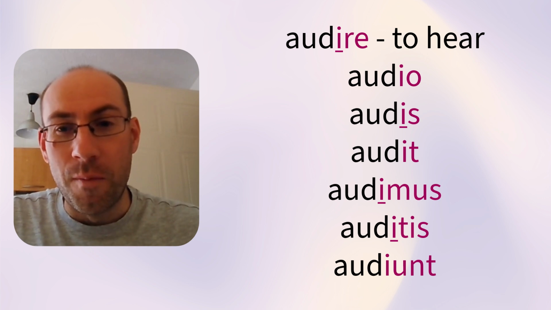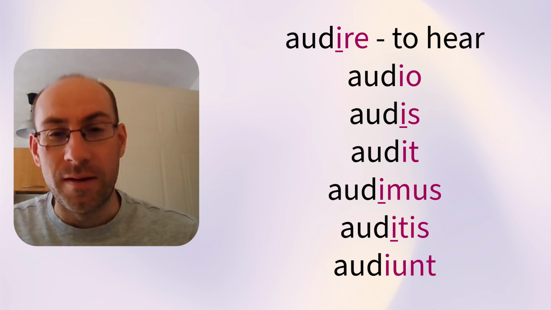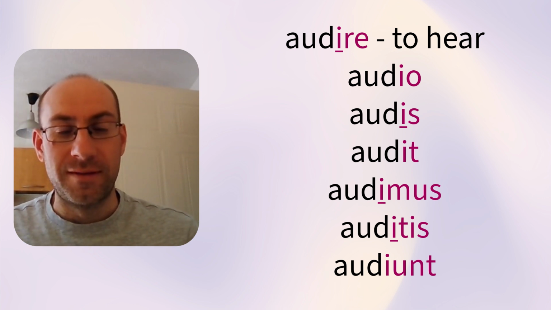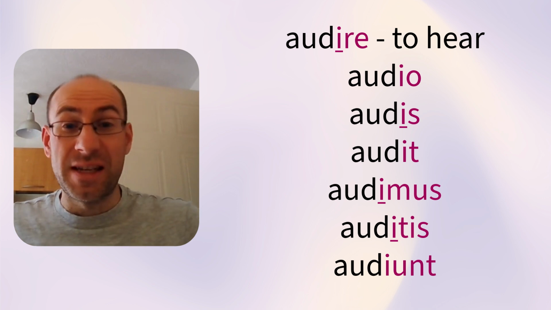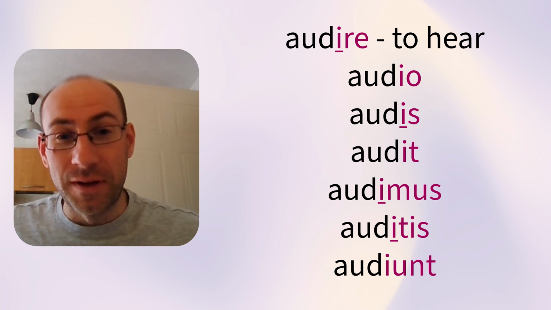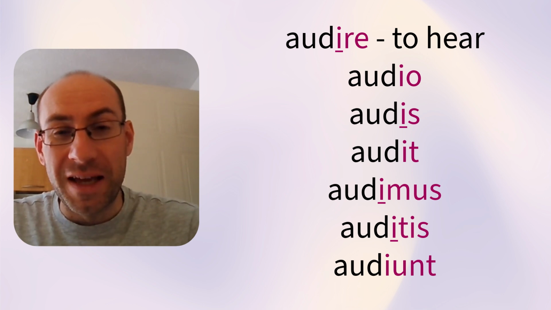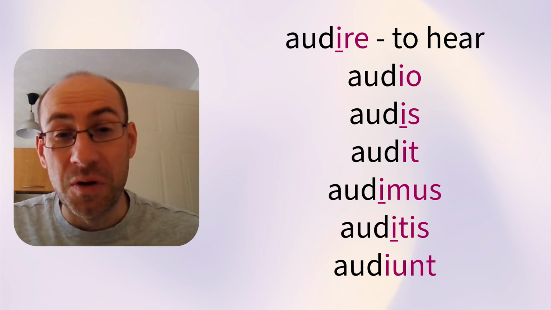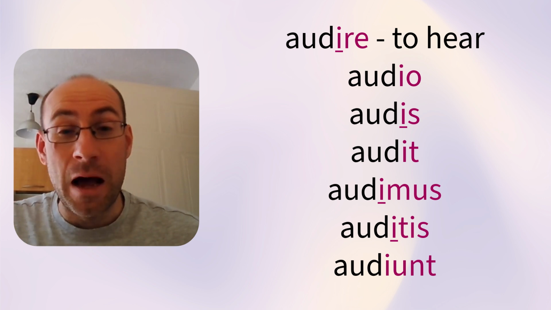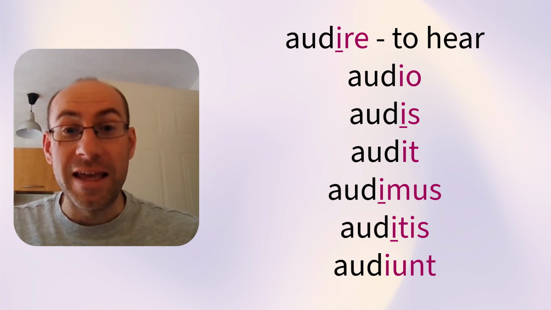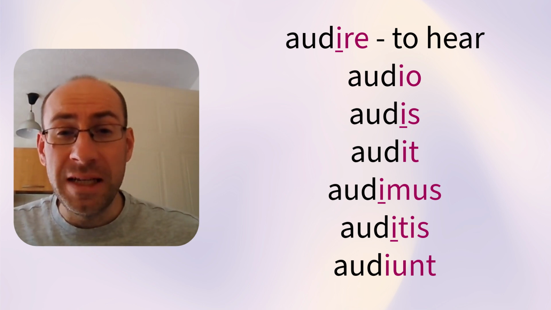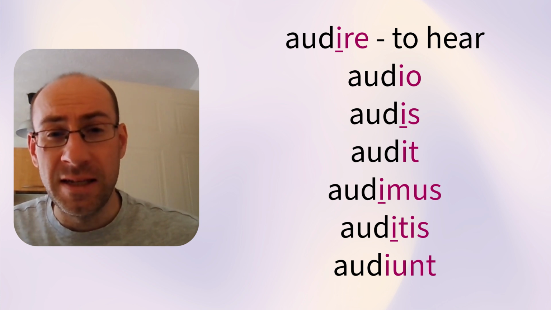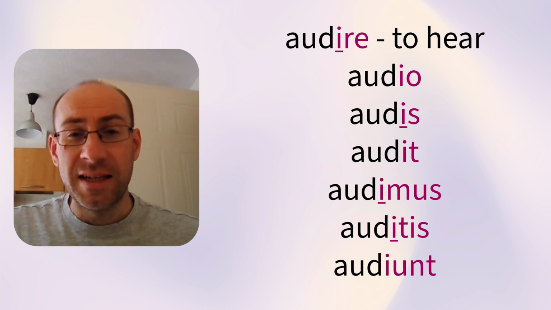So the I form is io, audio. Audio means I hear. We could say ego audio. I've explained before that the pronouns in the nominative case are often left out because the verb makes it clear. If it says audio, it could only possibly mean I hear. So audis, long i, audis, you hear. He, she, it, audit.